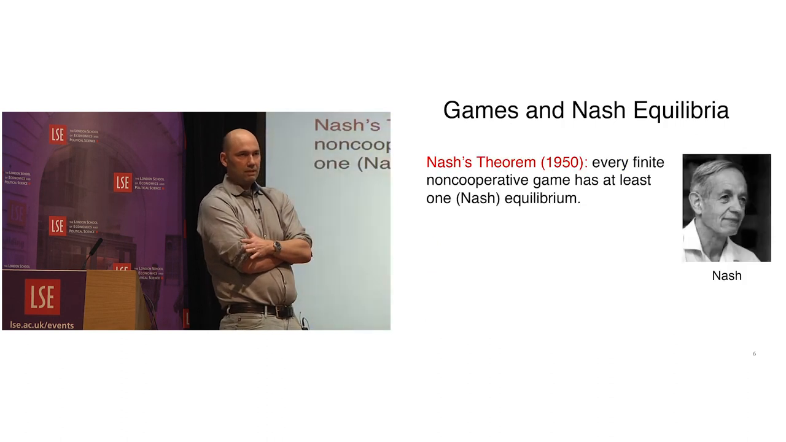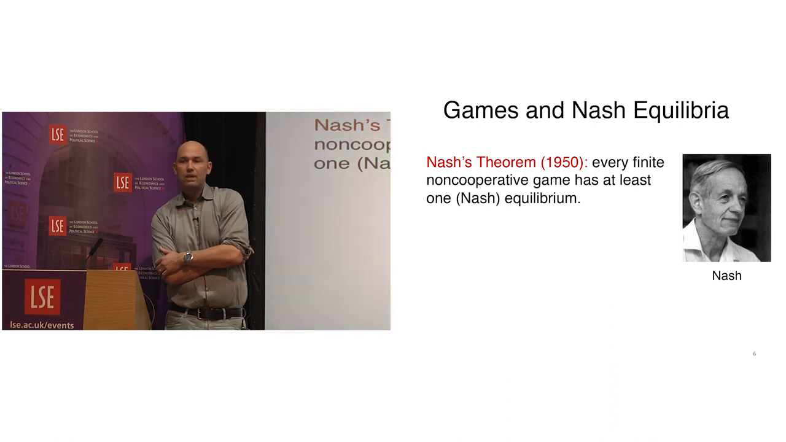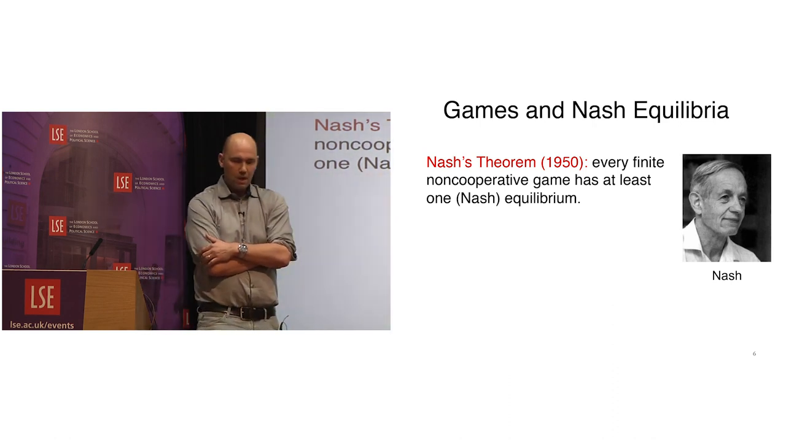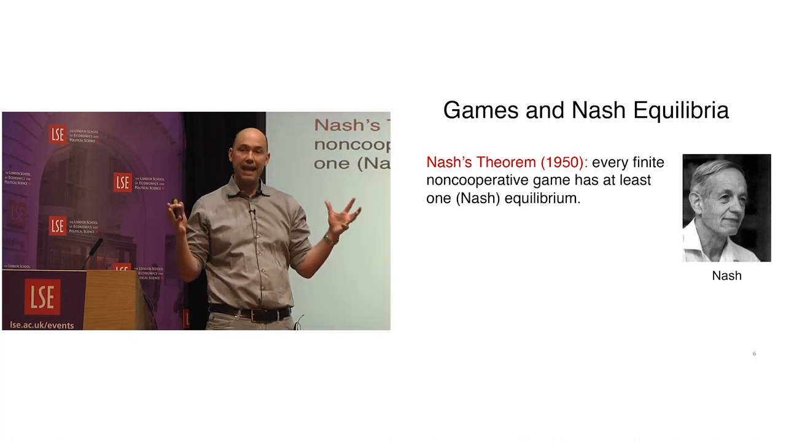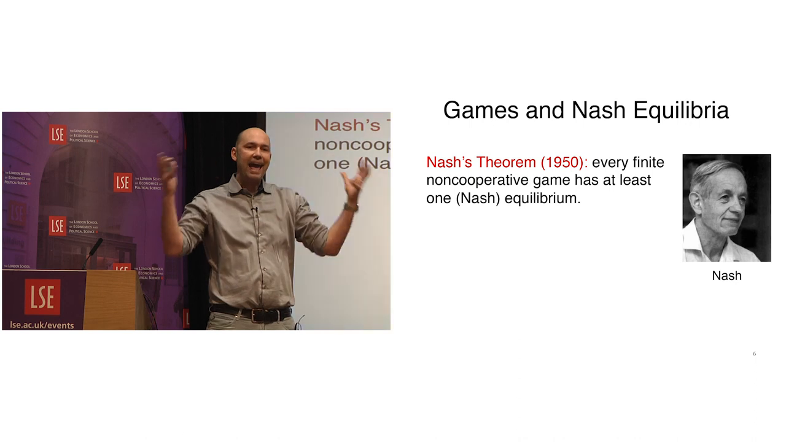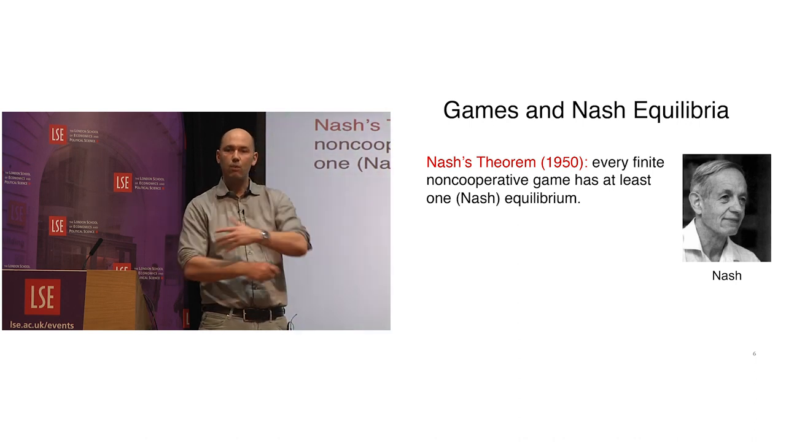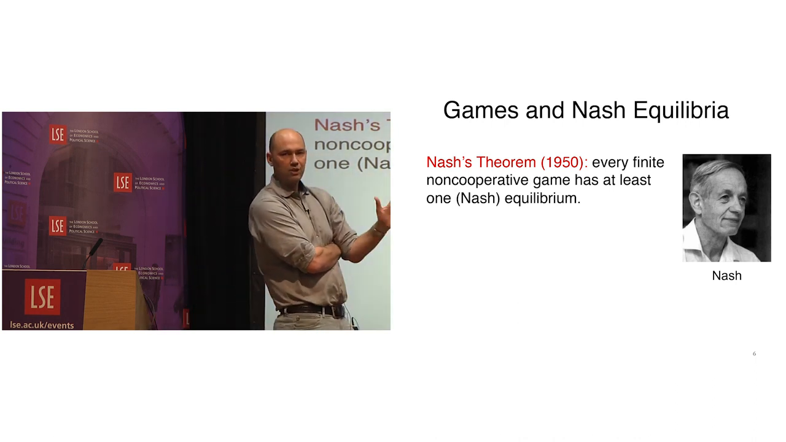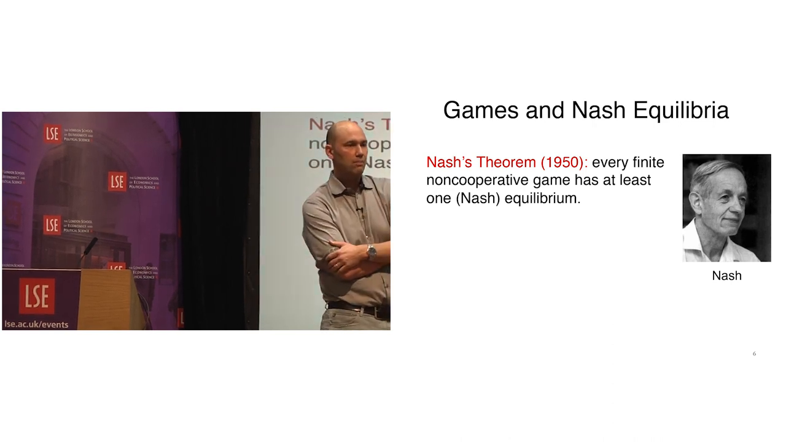So let's start with game theory and the concept of a Nash equilibrium. In 1950, John Nash proved a truly remarkable result. What he showed is that in any strategic situation whatsoever, also called a game, and it doesn't matter how many actors are in this strategic situation, it doesn't matter what they can do or what they want, there's always going to be at least one, what Nash called an equilibrium point, what we today would call a Nash equilibrium.